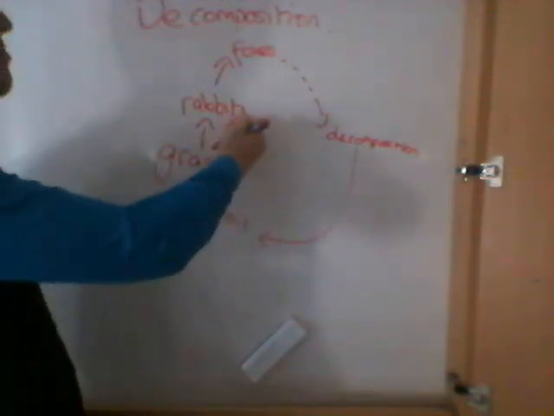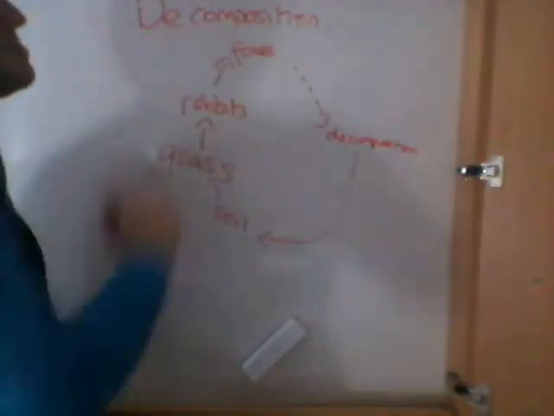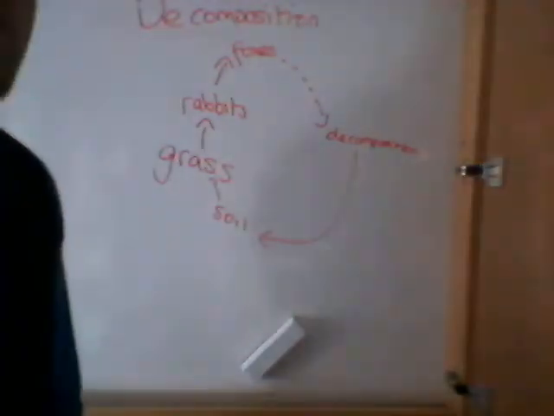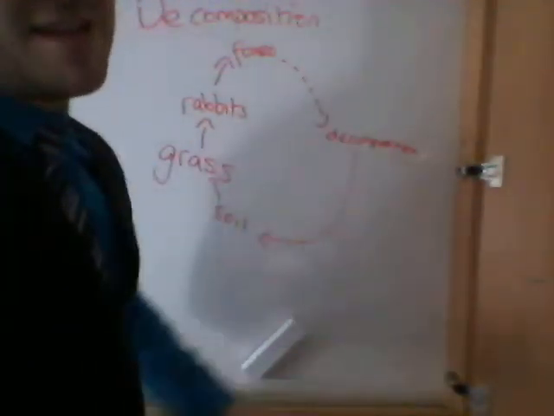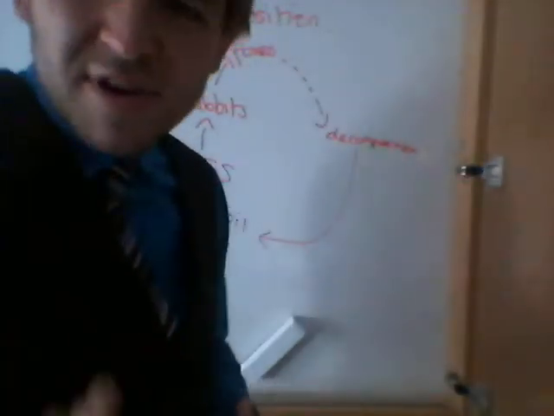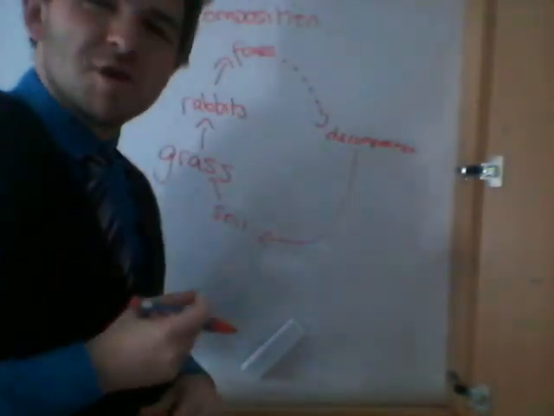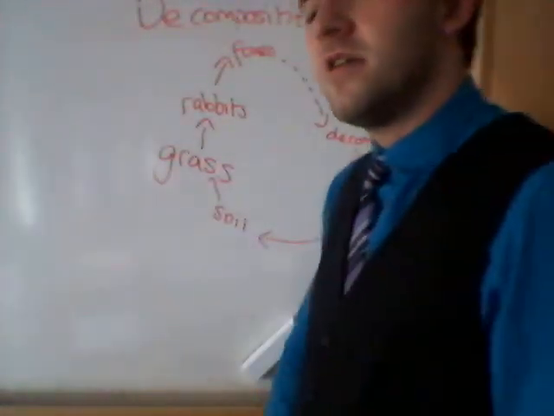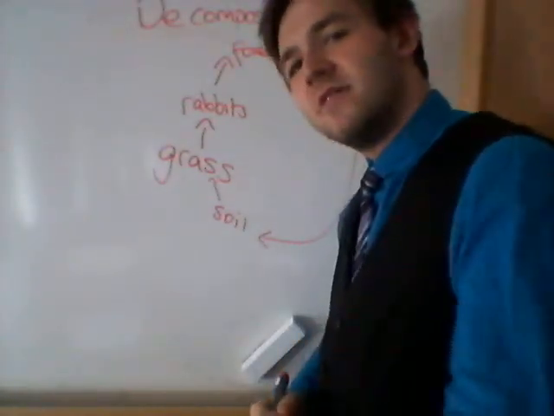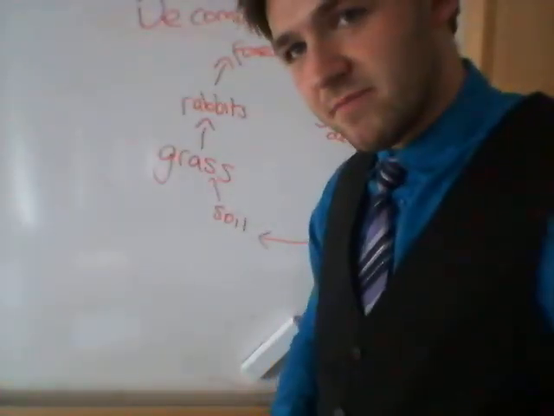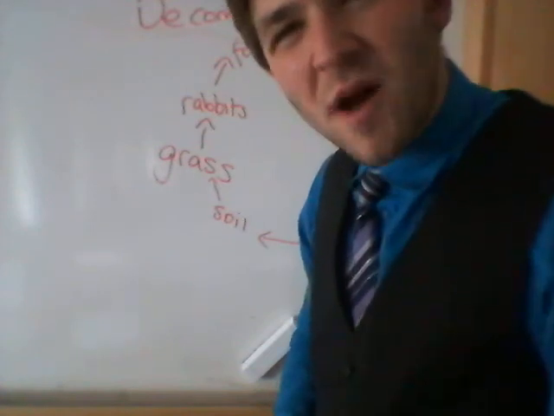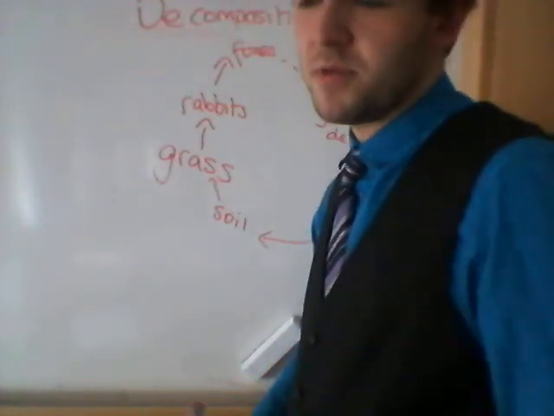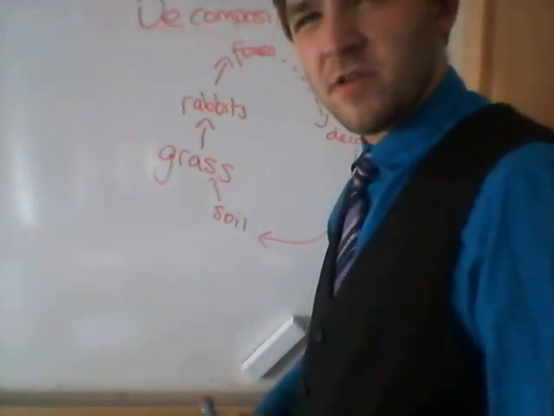The grass is eaten by the rabbits eaten by the foxes. When the foxes sadly die, they will find that their bodies are broken down into smaller pieces. Some of those pieces will be super good for the soil. It becomes nutrient rich, and then the grass takes it up again and it goes back around the cycle. That is why decomposition is so important.